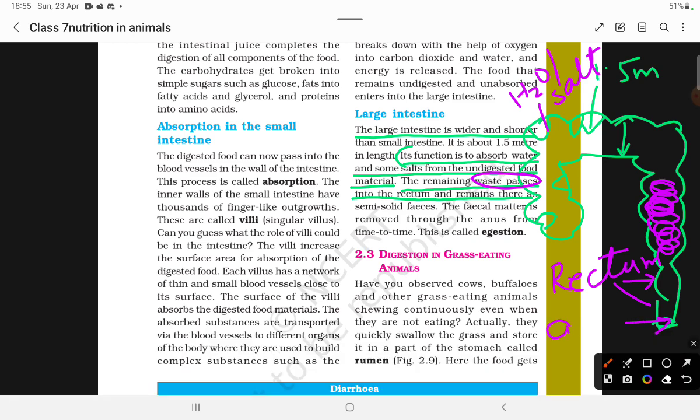This part is the anus. And from here the waste is thrown out of the body, and that is known as egestion.